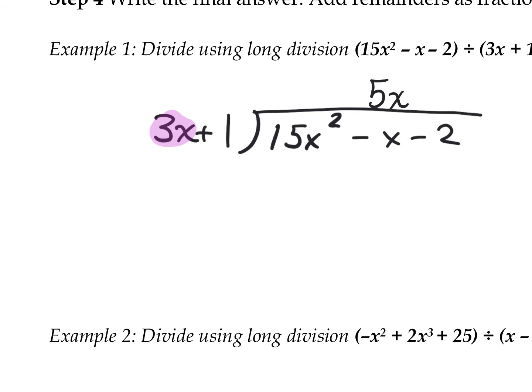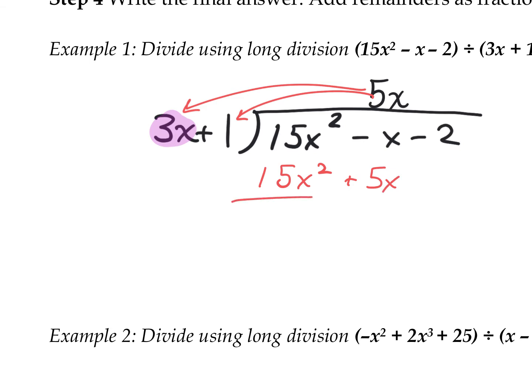Now I'm going to take that 5x and multiply times what I have out here. 5x times 3x is 15x squared. 5x times 1 is 5x. Just like with long division, we are now subtracting. All right, Jake, you're on the spot. 15x squared minus 15x squared? 0. All right, Jake remembered how to do math.